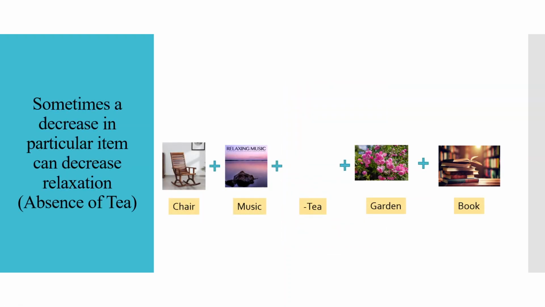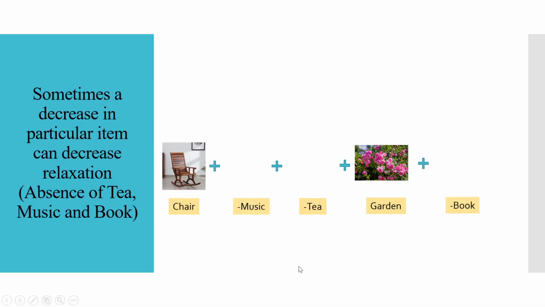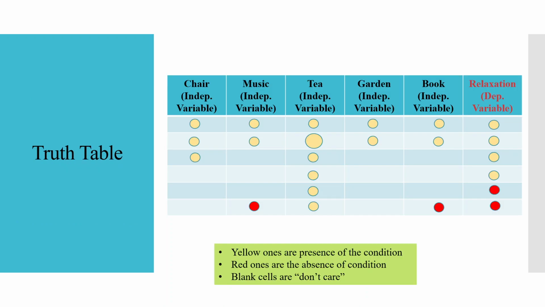Sometimes a decrease in a particular item or its absence can decrease the relaxation. Here, tea is absent and therefore the relaxation can decrease. Sometimes, with a decrease in particular items, that is now the music is also not there, and the tea is also not there, and the book is also not there, this also decreases the relaxation. So on this basis, we will create the truth table.